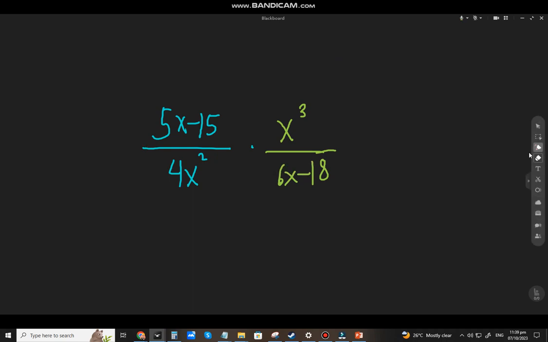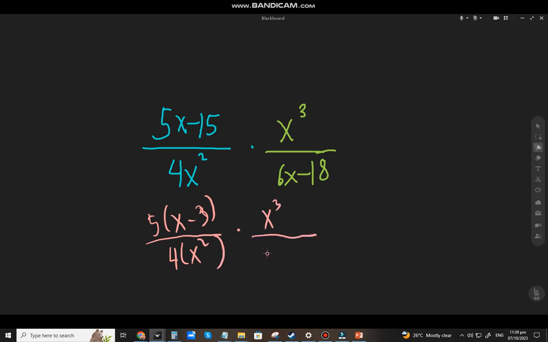Now, how are we going to solve this one? As usual, we're going to factor all of them. So let's start with 5x minus 15, that is 5 times the quantity x minus 3. And the denominator will be 4 times x squared, multiplied by x cubed, and that will be 6 times x minus 3.